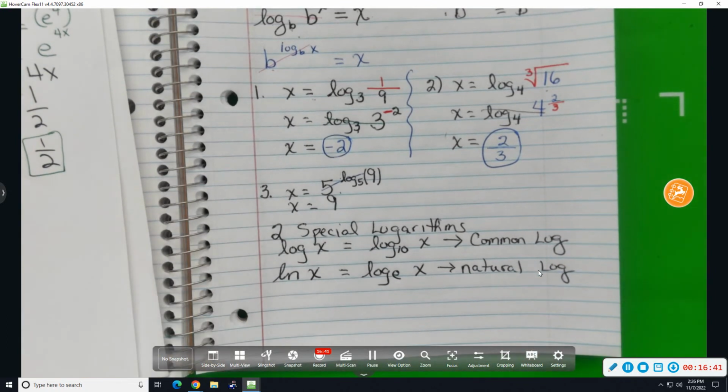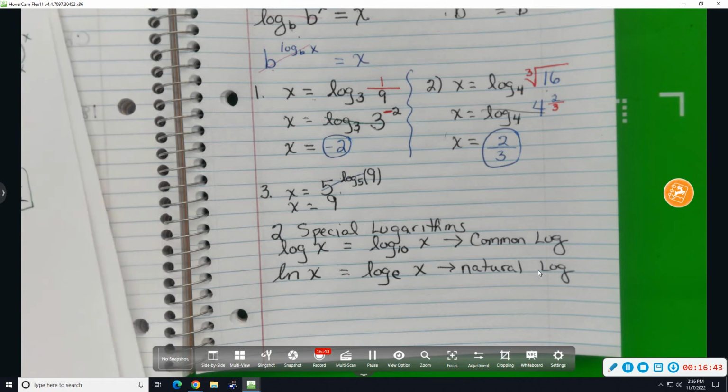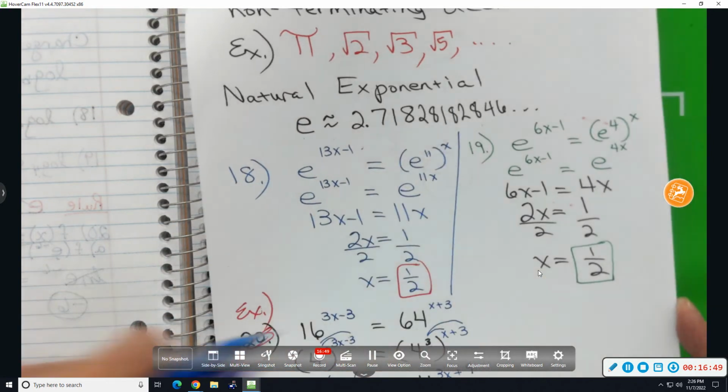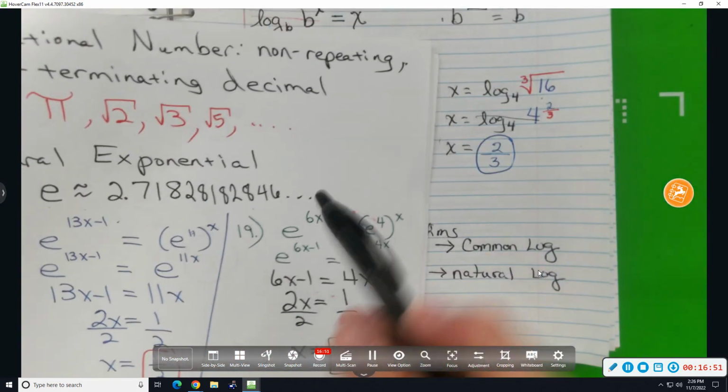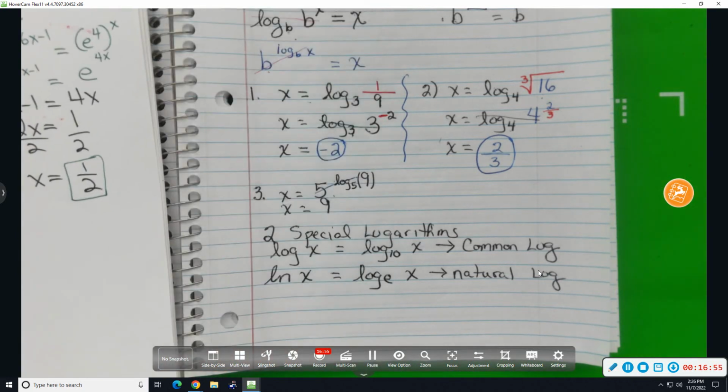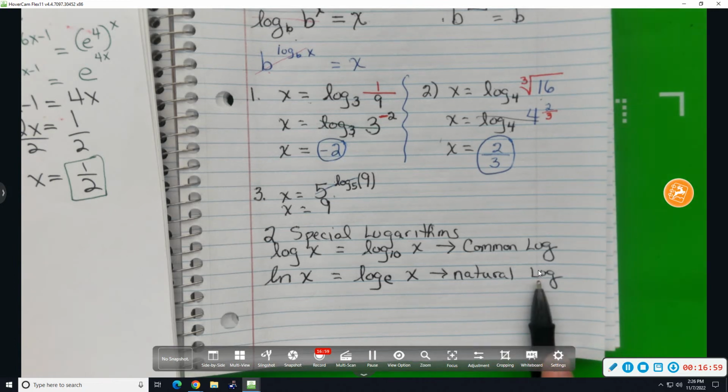Real life isn't so nice and neat always with integers. This decimal number, 2.718281828 blah blah blah, occurs a lot with anything that grows naturally. So in nature, that's why it's called the natural logarithm.